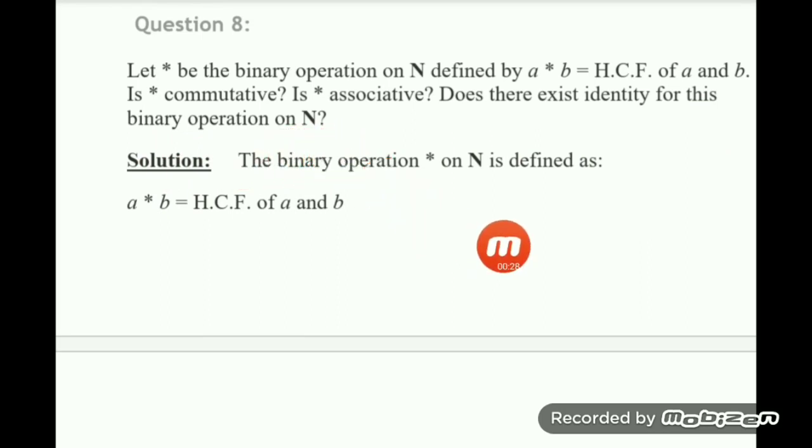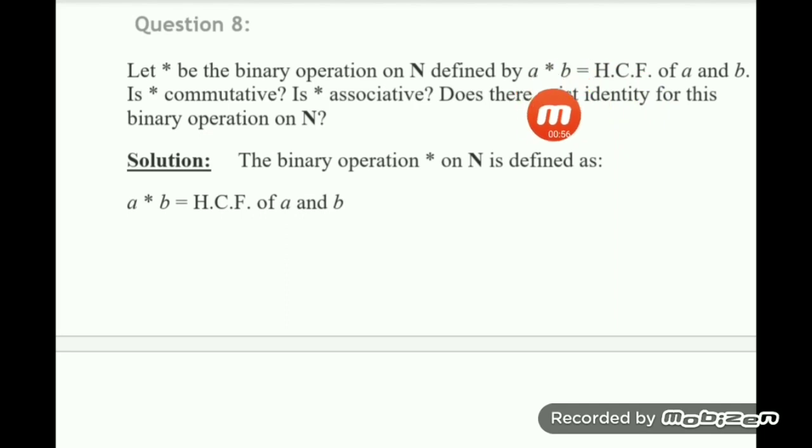So here you see a binary operation on the set of natural numbers is defined as what? HCF of the two elements. A star b is defined by HCF of two elements a and b. HCF, hope you remember, highest common factor. So first you have to show whether it is commutative or not, check whether it is associative or not, and whether there exists an identity element for the operation on N or not. That is the three parts of the question.